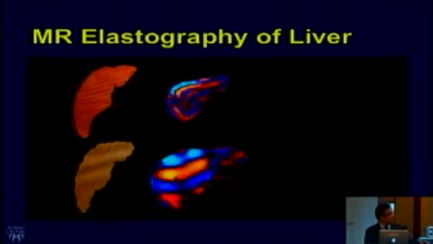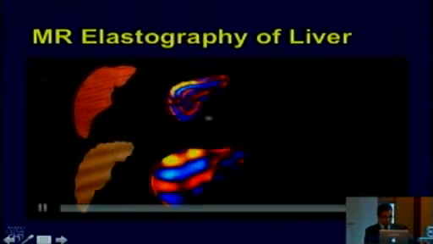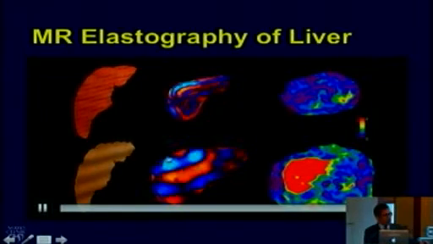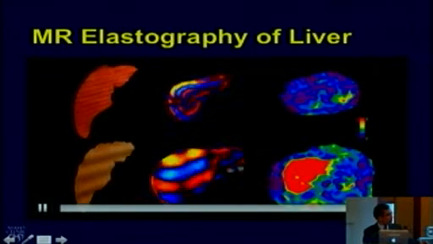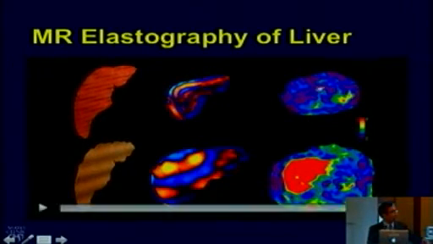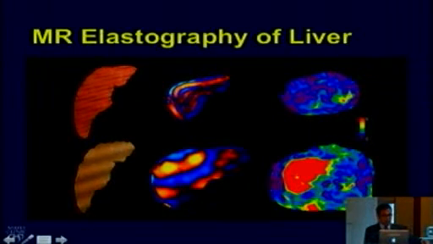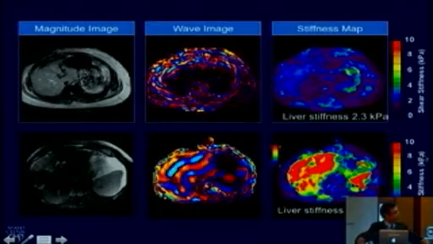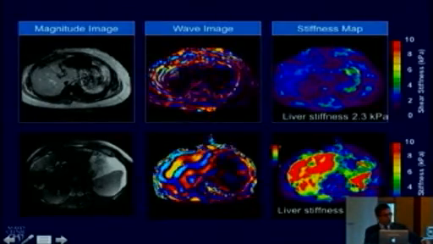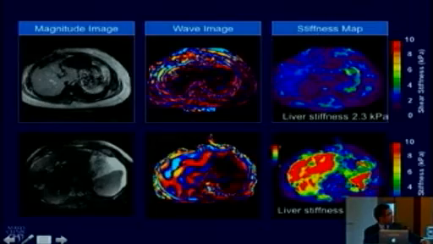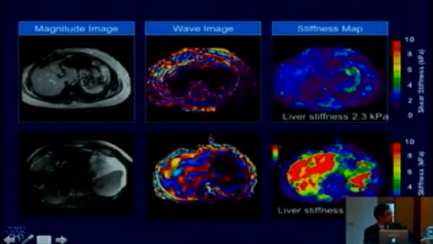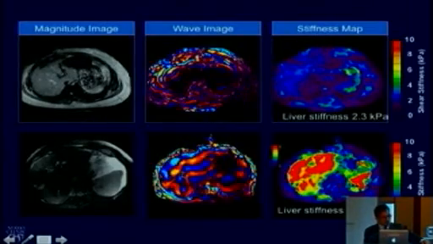In the normal liver, you can see that the waves are smaller compared to the stiff liver, where the waves are longer, and it is converted into a stiffness map as a normal liver over here and a very stiff liver over here. Here's another example of a normal liver and a stiff liver. I can see here the wavelength of the shear waves going through the liver is smaller compared to that which is longer in the cirrhotic liver.